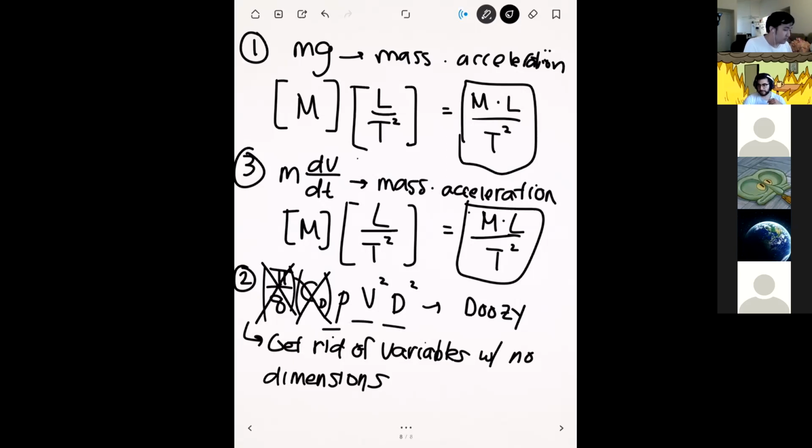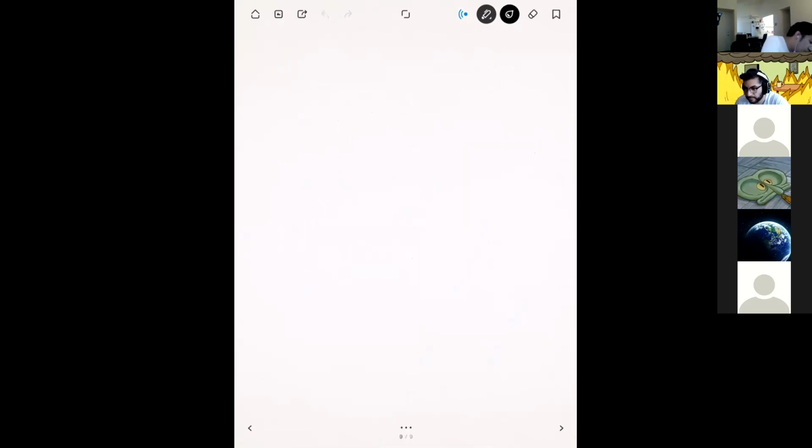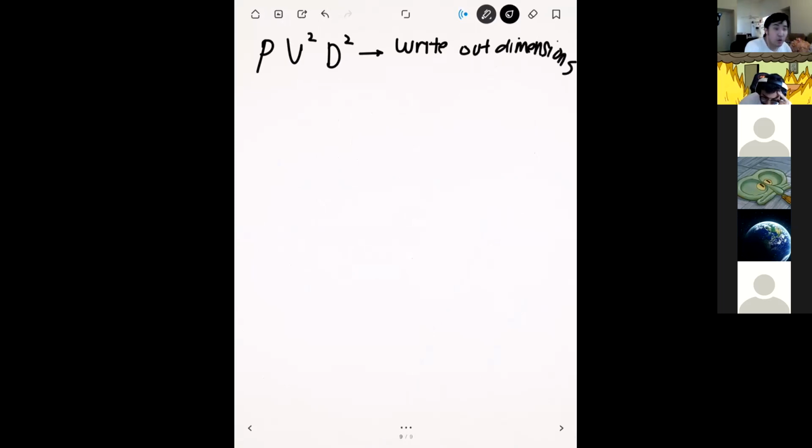Are there any questions on this page before I turn it? Okay. All right, so then what we have left is density times velocity squared times diameter squared. So what we're going to do is write out the dimensions for each of these variables and then cancel out what we can.